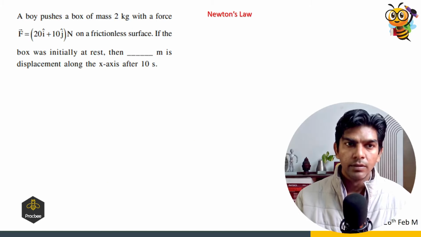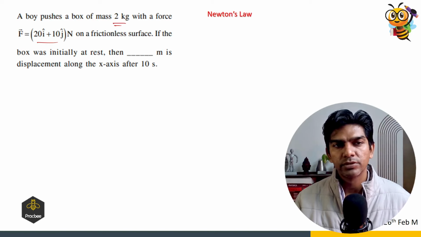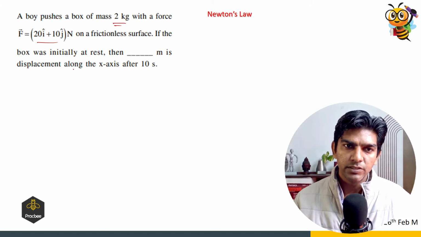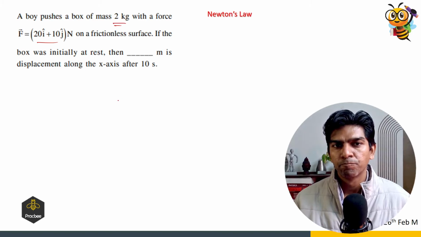Okay, a boy pushes a box of mass 2 kilogram with a force of 20 i plus 10 j cap on a frictionless surface. If the box was initially at rest, then what is the displacement along the x-axis after 10 seconds? So we have to find the displacement, and we are exerting this force.